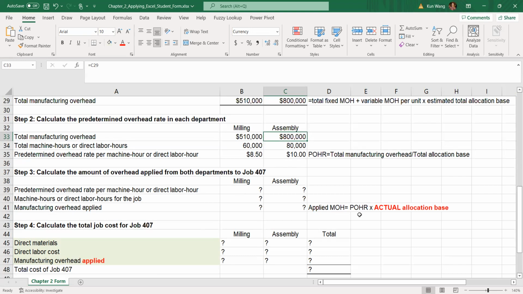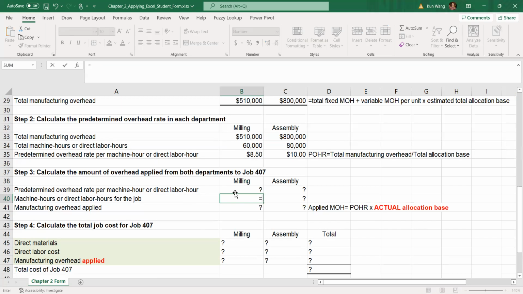The applied overhead, be careful, I put a formula, and especially the red parts: you use the predetermined rate, but multiply by the actual allocation base for the job used. So the allocation base is the actual consumption of the job. So it will be this. Okay, I will do this one. And the allocation, because I use the red.